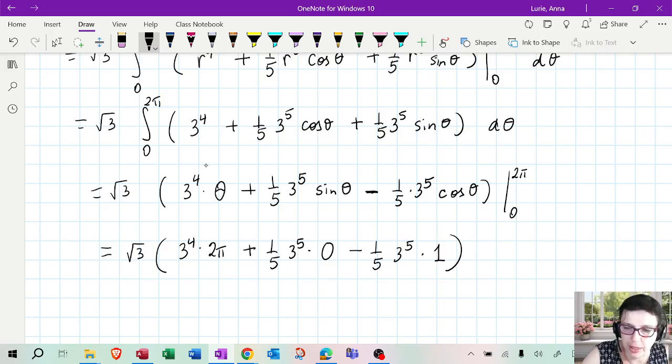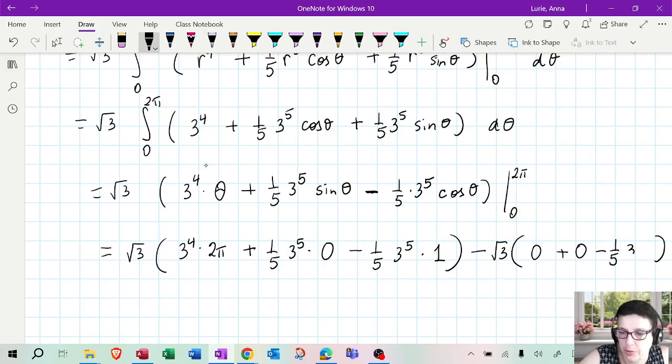Okay, so that's the top limit. Now let's substitute the bottom limit. So when we substitute the bottom limit, we're substituting theta equals 0, which is going to make the first term 0. The second term also 0 because sine of theta is 0. Sine of 0 is 0. And cosine of 0 is 1. Okay, so that's what we get.